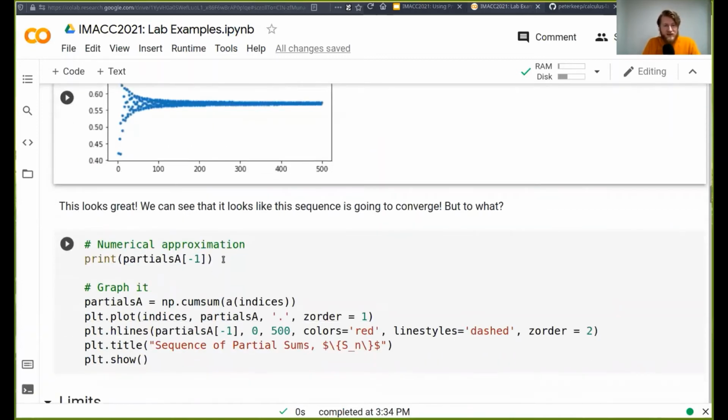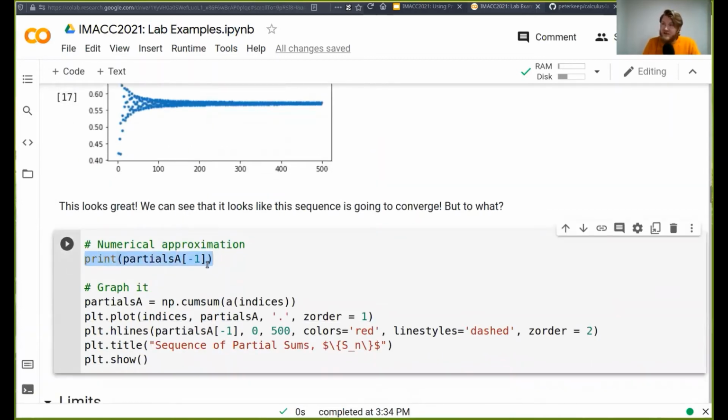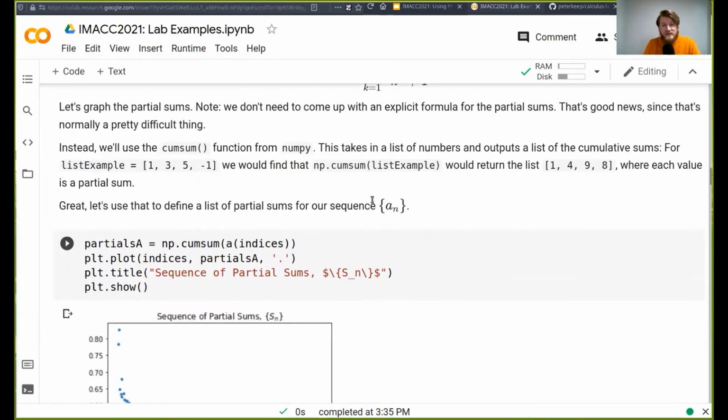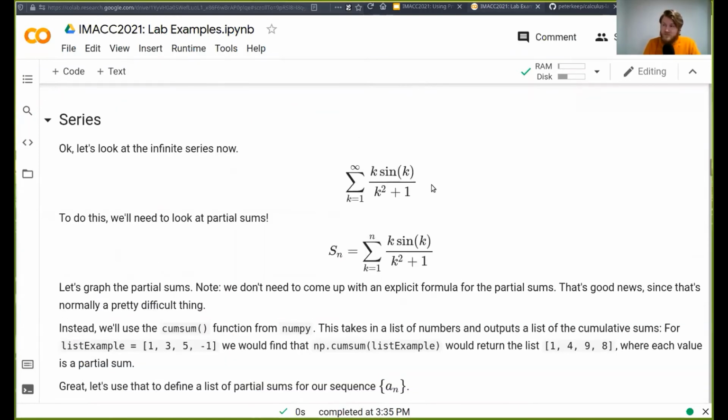We can get an idea of what that's going to converge to by doing that same trick that we did earlier. Let's just print off the very last partial sum that we plotted, and then we can go ahead and put a horizontal line there. So here's our partial sum, the very, very last one. That's the partial sum with 499 terms, I think it was, and it's 0.573, blah, blah, blah. That's a pretty good estimation of what this sequence of partial sums is converging to. That's a pretty good estimation of what this series is converging to, right?